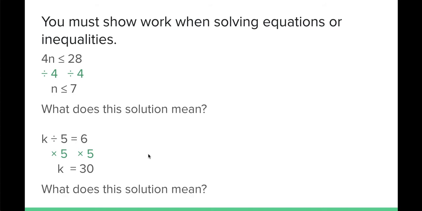What does that mean? It means if I plug a 30 in for k, 30 divided by 5 should equal 6, and it does. So notice on equations, when we have an equal sign, only one value is going to work for our variable because it's telling us exactly what the value for k should equal. But on our inequalities, we have multiple answers. They just have to make sense with that inequality sign. So it can be any number less than 7 or equal to 7. Because inequalities have infinite solutions, equations usually just have one solution.